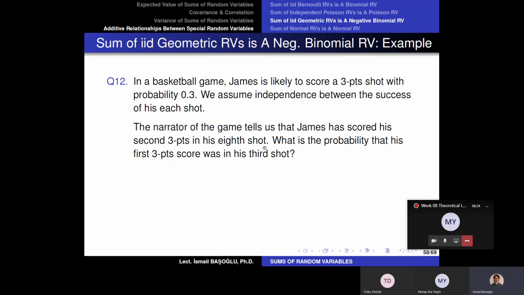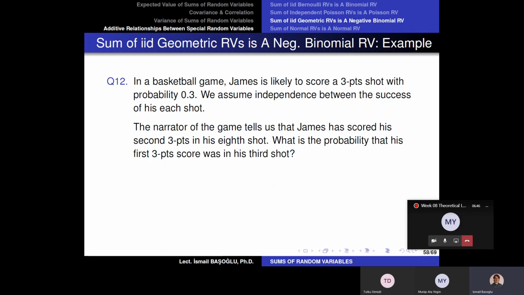Now, the question is this. One of the previous shots is also a score, right? So in his previous 7 shots, one of them was a score, and the other remaining 6 were misses. What is the probability that his first 3-point score was his third shot? So the question is asking me that.